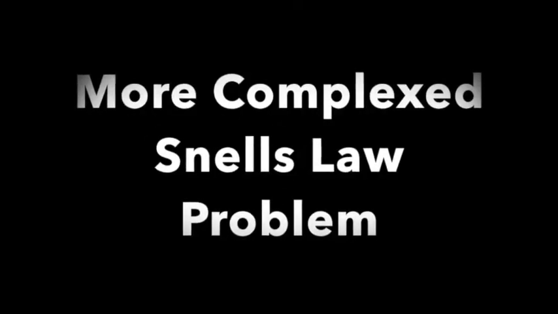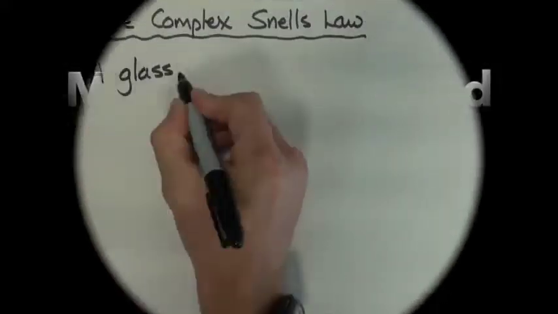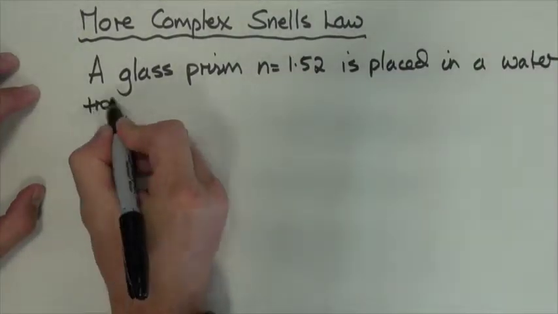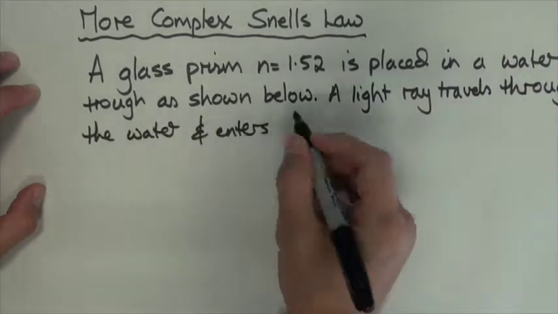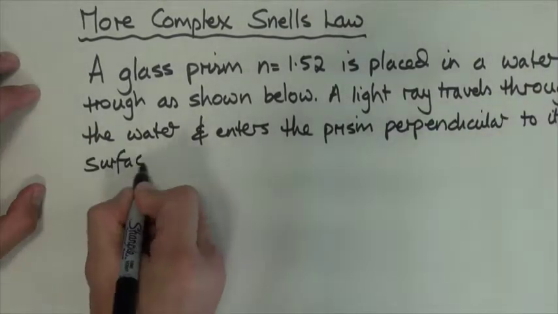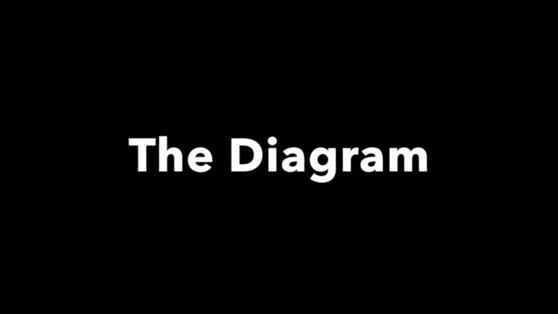In this video, we're going to look at a more complex Snell's law problem. So here's our scenario. Glass prism, 1.52 refractive index in a water trough, where light travels through the water and enters the prism perpendicular to the surface. Here's the diagram.